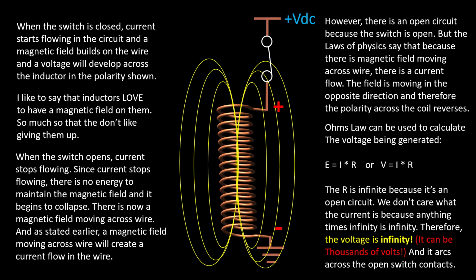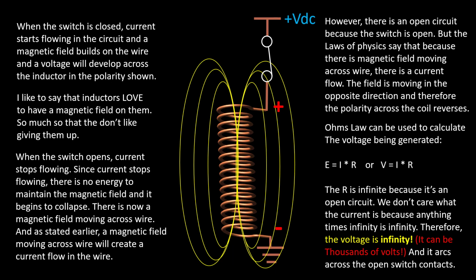You can use E equals I times R or V equals I times R, depending on how you were taught the equation looks. I was taught voltage was E. I don't know when they changed it to V. I'm not going to get on my soapbox about that. Voltage is energy. It should be E. But anyway, E is equal to I times R. So voltage is equal to the current times the resistance.